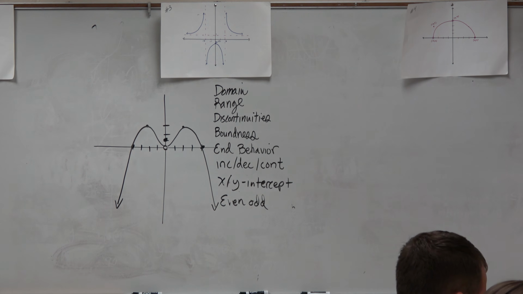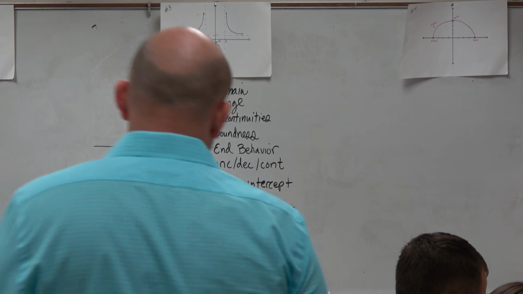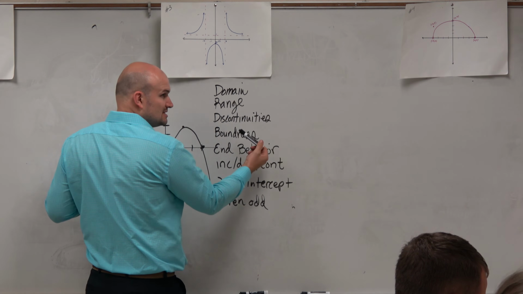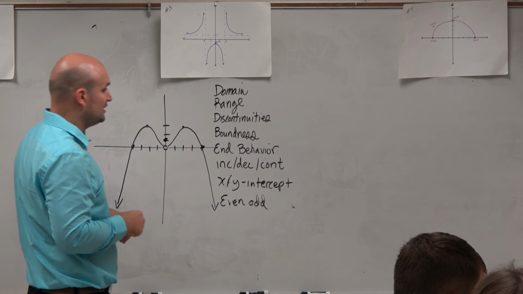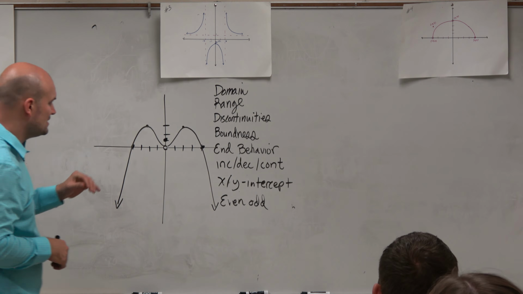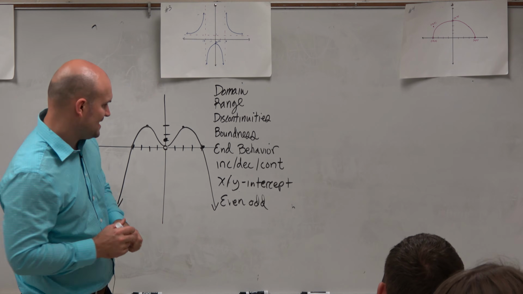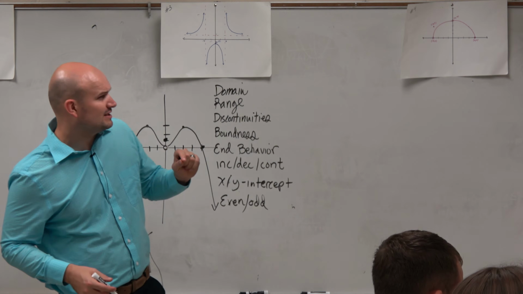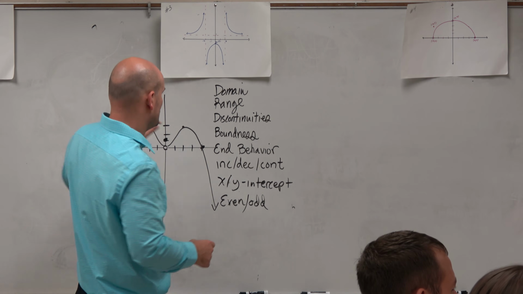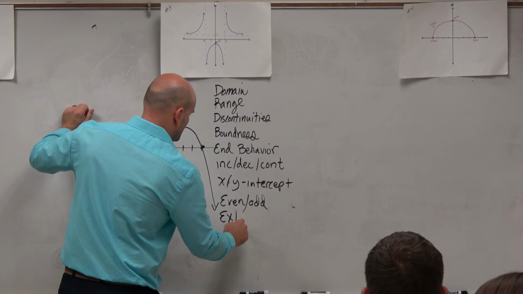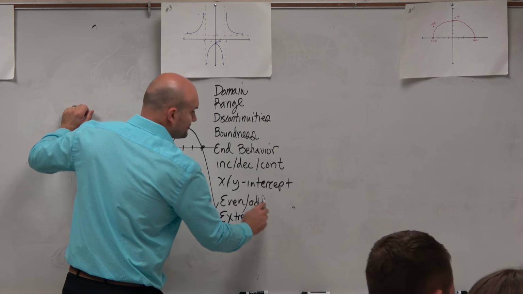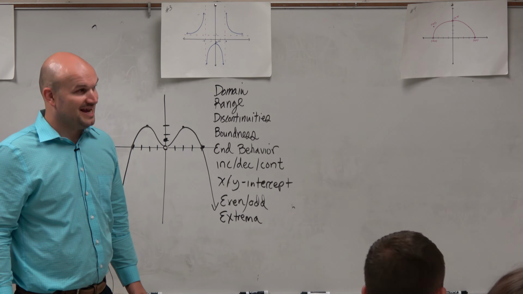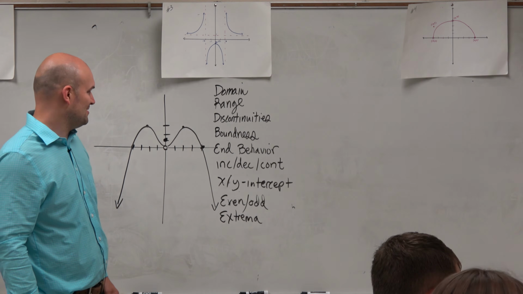All right, so in this example, guys, we have a graph. And what I want to do is talk to you about identifying the domain, the range, the discontinuities, the boundness, end behavior, increasing, decreasing, constant intervals, x and y intercept, as well as even or odd. And I think that's everything I had up there, right? Oh, I didn't cross extrema. All right. Everything we're going to talk about, what we want to know.